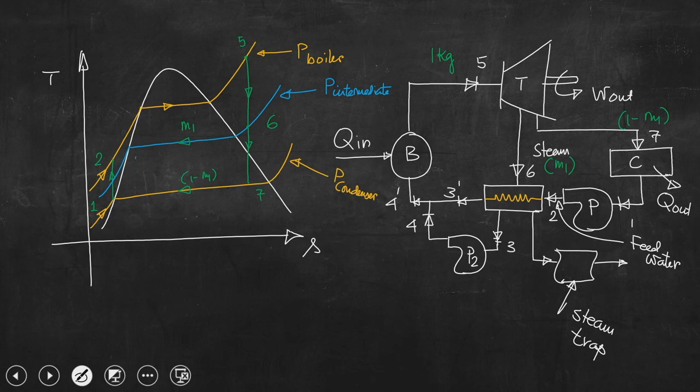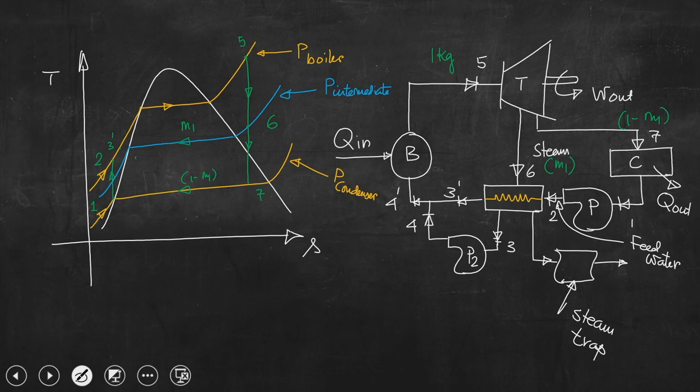What will be the position of 3, 3 prime, 4 and 4 prime? That is very important. See, 3 prime, 4 prime and 5, these points are on the same pressure line. So, this is say 3 prime, and what would be 4 prime and 4? The question is, will the entropy at 4 be higher than the entropy at 4 prime or vice versa? That is very important. So, this is 3.